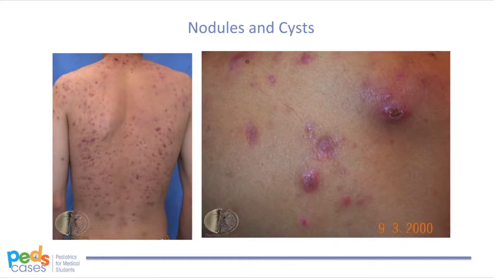Nodulocystic acne is characterized by nodules, which are solid elevations of less than 1 centimeter, deeper than they are wide, and pus-filled cysts, which are nodules that contain fluid or a semi-solid material. This form of acne can be very painful, scarring, and distressing.